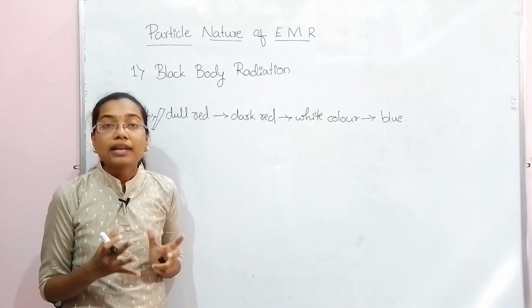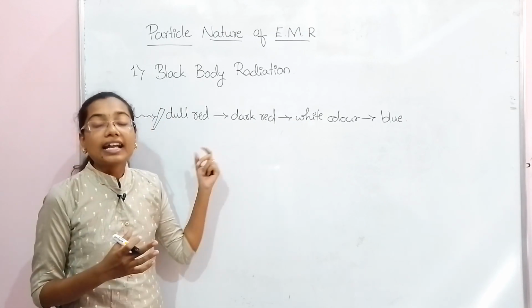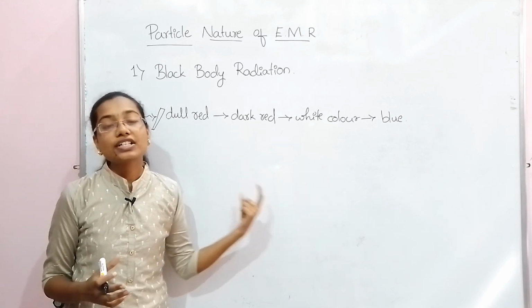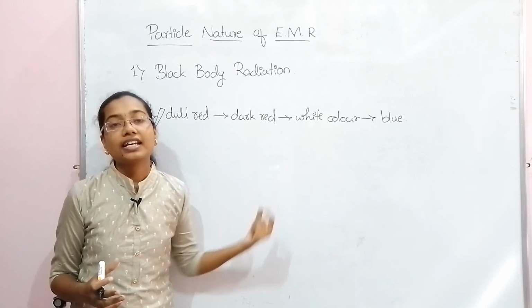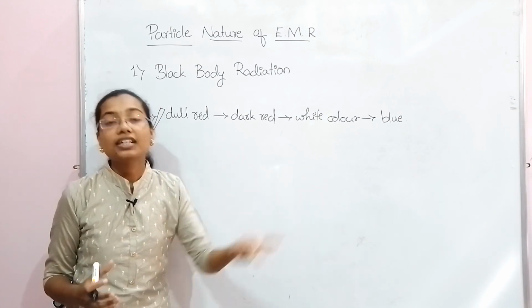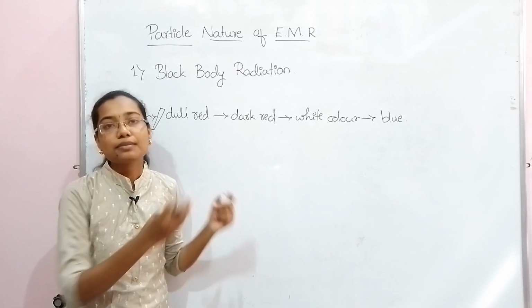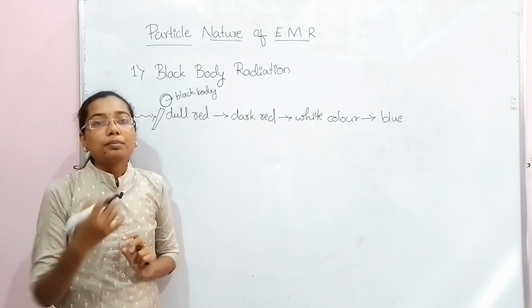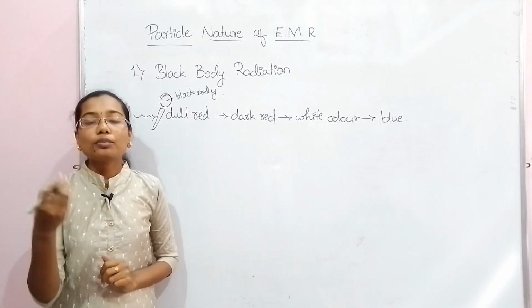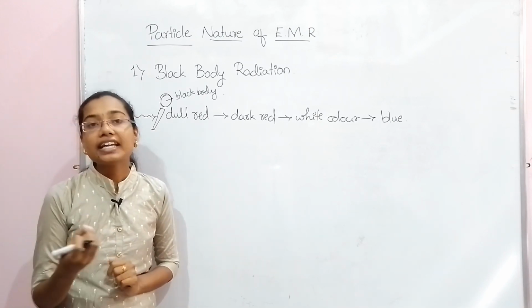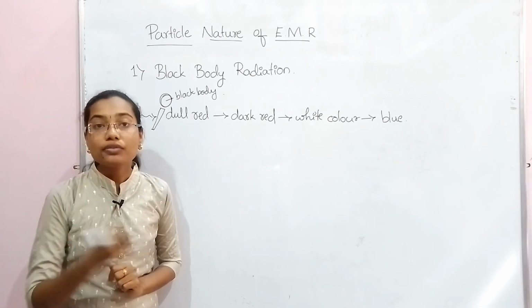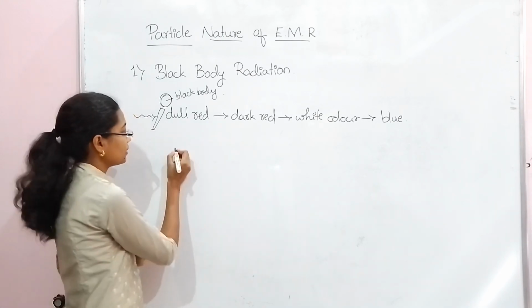What do you mean by black body? An ideal body which emits or absorbs radiations of all wavelengths is a black body, and the radiations emitted by that object are called black body radiations. Planck said that atoms or molecules emit the radiations in the form of discrete quantities.